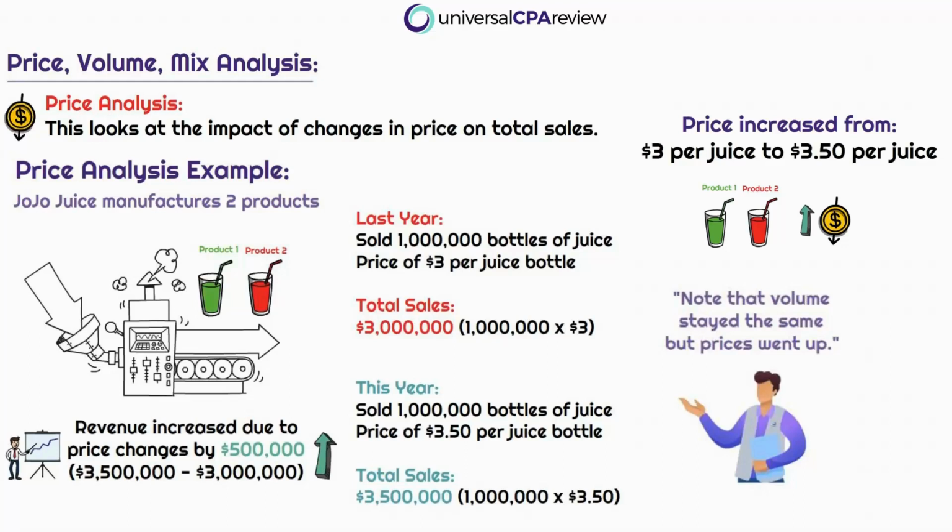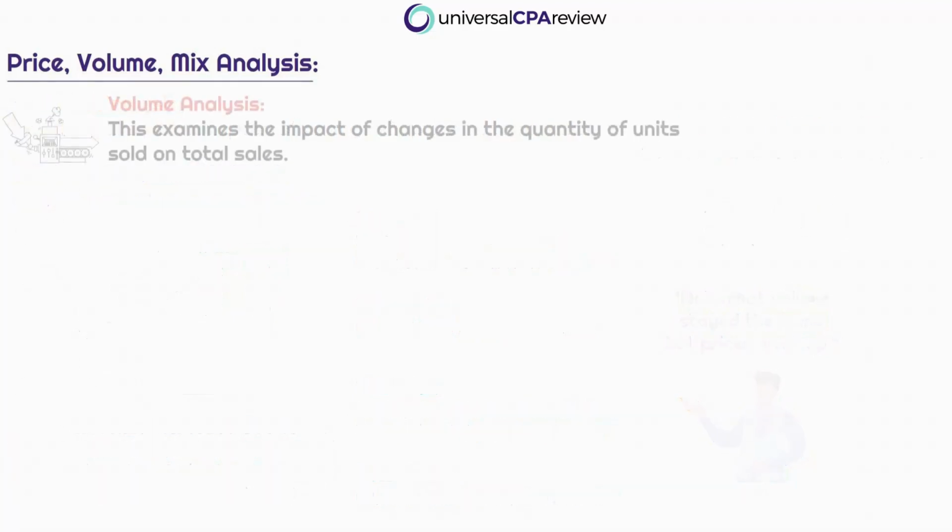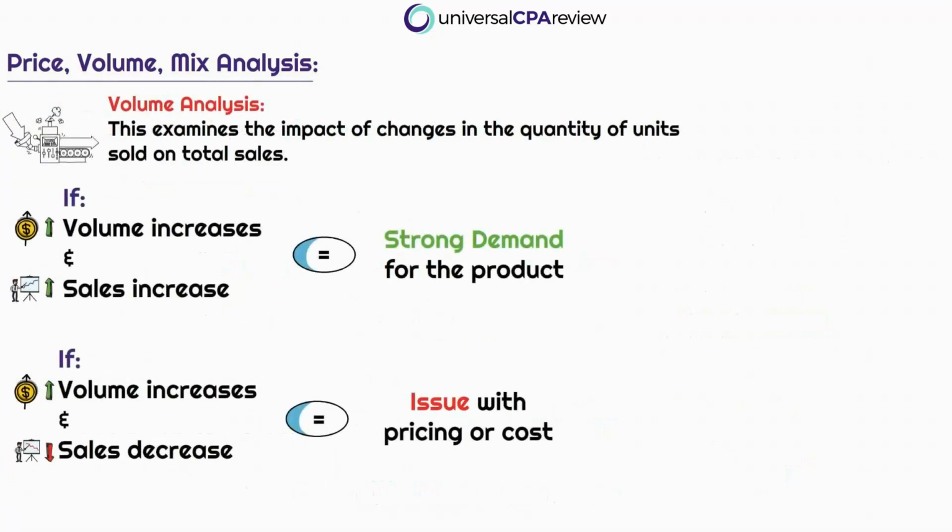However, it's also crucial to consider the impact of the price increase on sales volume and customer behavior, which would require a volume analysis. So volume analysis examines the impact of changes in the quantity of units sold on total sales. If total sales increased because you sold more units, this indicates strong demand for your product. On the other hand, if sales decreased despite selling more units, this could indicate an issue with pricing or cost.